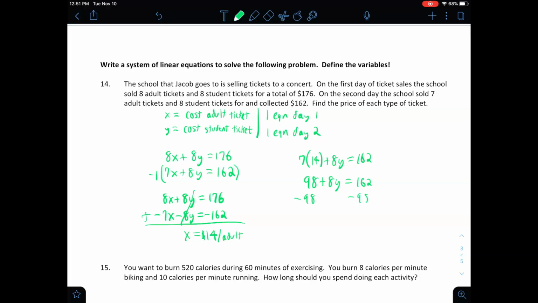Subtract 98. 8y equals, what's that going to be, 64. Divide by 8. y is going to equal $8 per student.